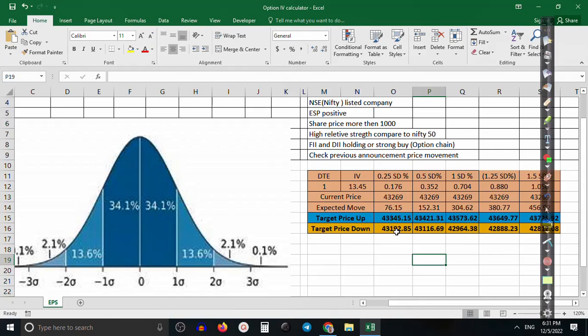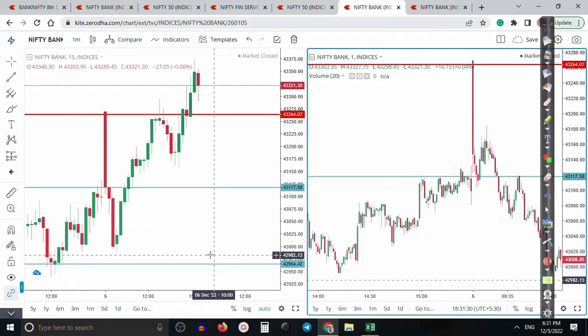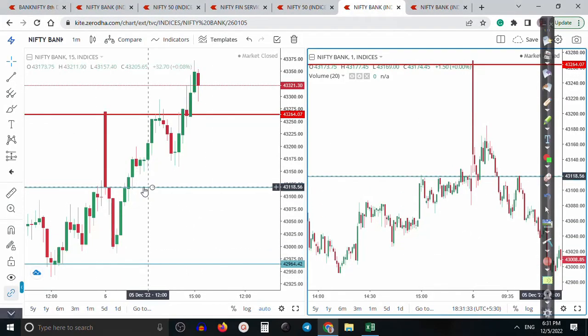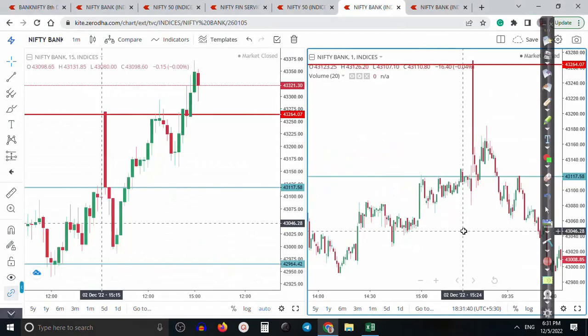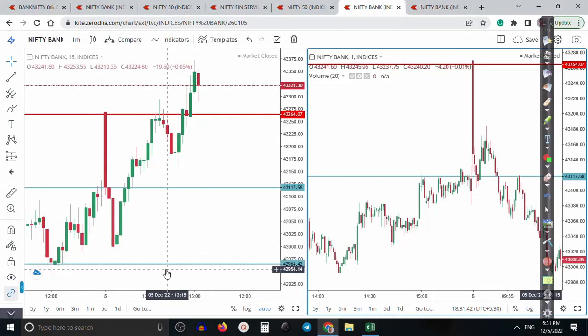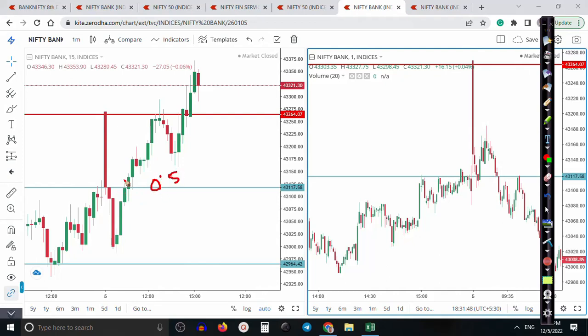So first let me show you the support line. As I said, we don't need 0.25, we need 0.5, one standard deviation and 1.5. So here I can see 0.5, 43116. So I drew 43116, and the next 42964, 42964 somewhere here. So once price breaks 0.5 standard deviation, we are looking for a short.